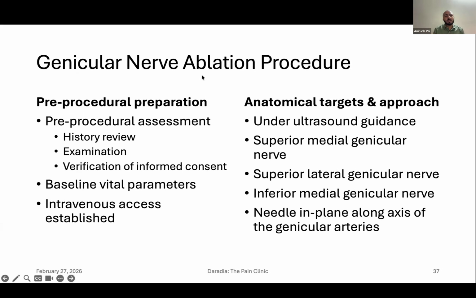For the genicular nerve ablation procedure as such, the pre-procedural preparation and assessment were done properly, and this procedure was done under ultrasound guidance. For most patients, 3 nerves, that is the superior medial genicular nerve, superior lateral genicular nerve, and inferior medial genicular nerve, were targeted. The superior medial and inferior medial were given in all patients, and superior lateral was given in some patients, which I will be talking about in the statistics.